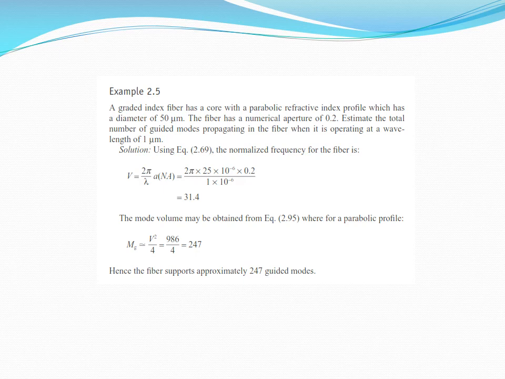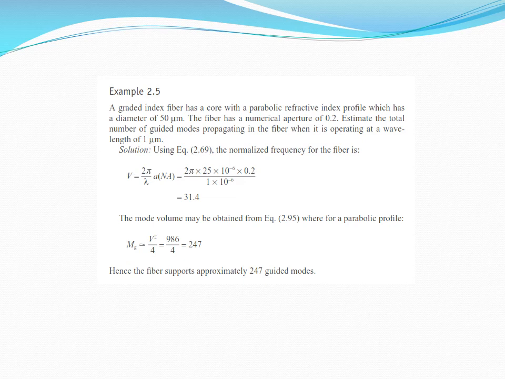Once V is known we can find MS. A similar numerical exists here, but in the case of a parabolic refractive index profile. In this case we find MG to be V square by 2 into alpha divided by alpha plus 2. We will consider this for a graded index fiber. So V is equal to 2 pi by lambda into a into numerical aperture, which remains the same, and for a parabolic profile the alpha value is 2.